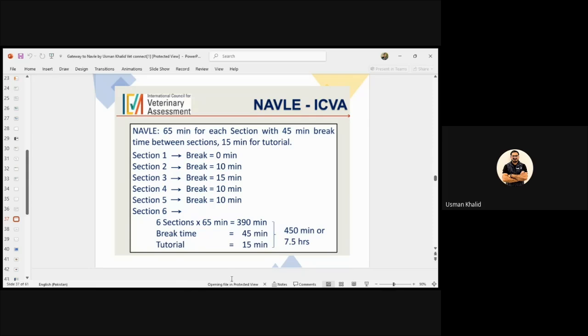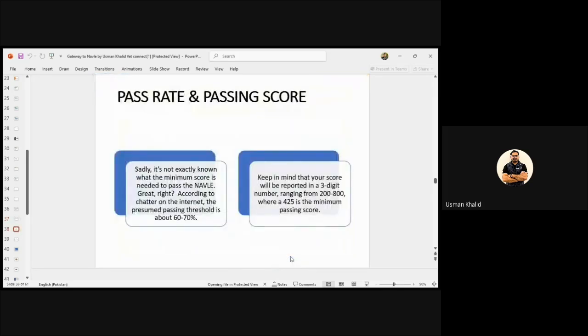You can only be in that building. You cannot go to revise your notes or something like this. You can have some snacks or something like this, and then you can come back. So overall, the whole time that you should keep in mind is 7.5 or 8 hours, that's really required, because you need to be there earlier at the test station as well.